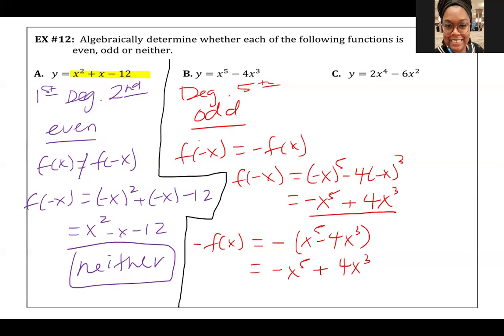Now I ask myself, are they the same? Does f of negative x, which equals negative x to the fifth plus 4x to the third, equal negative f of x, which equals negative x to the fifth plus 4x to the third? And the answer is yes, they're the same. Yes, they are equal. So therefore, this is odd symmetry. Because they are exactly the same.